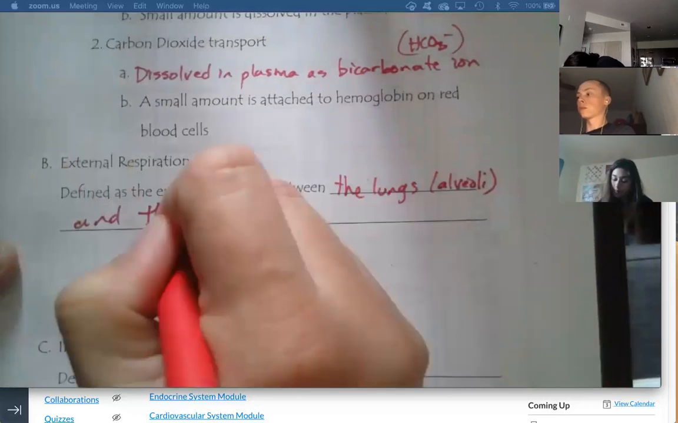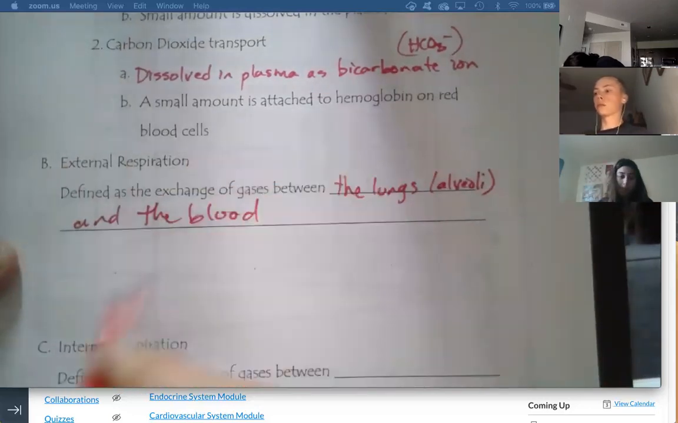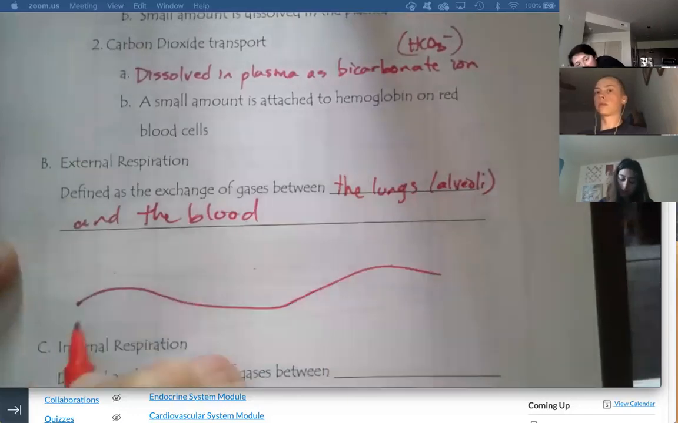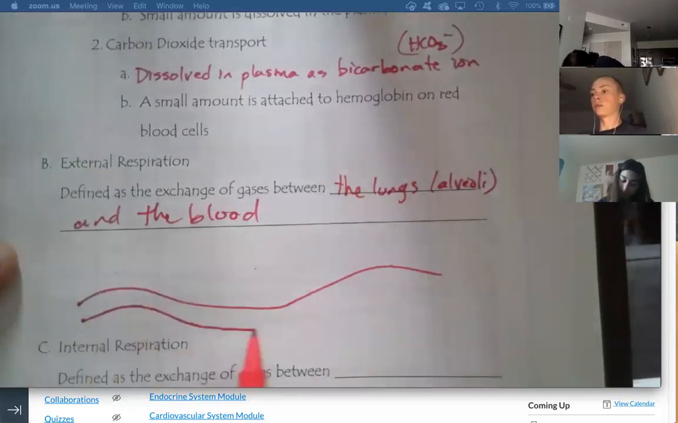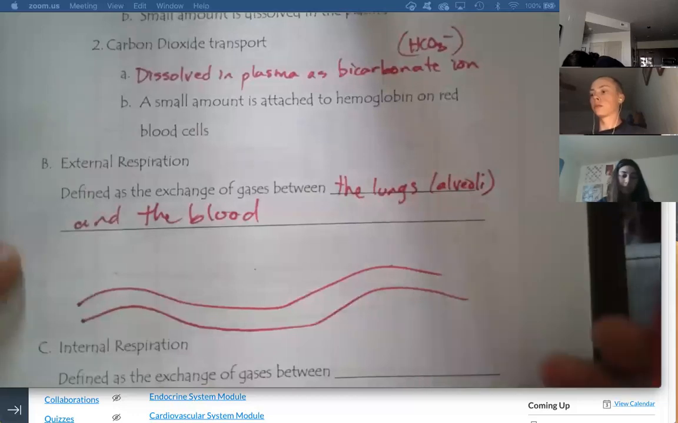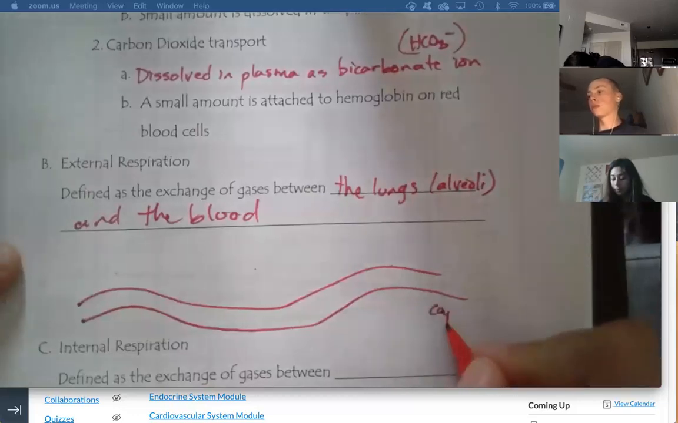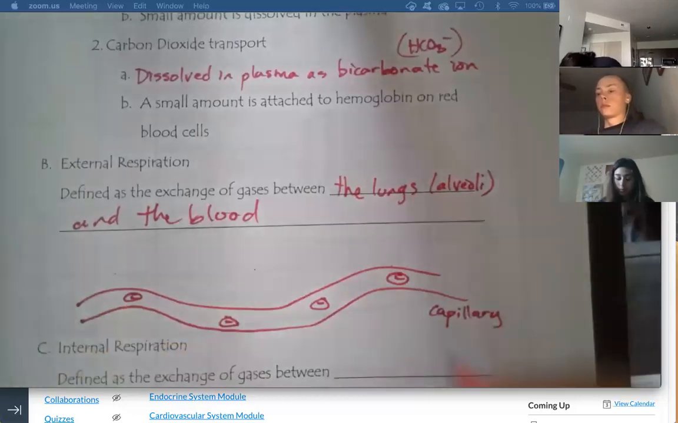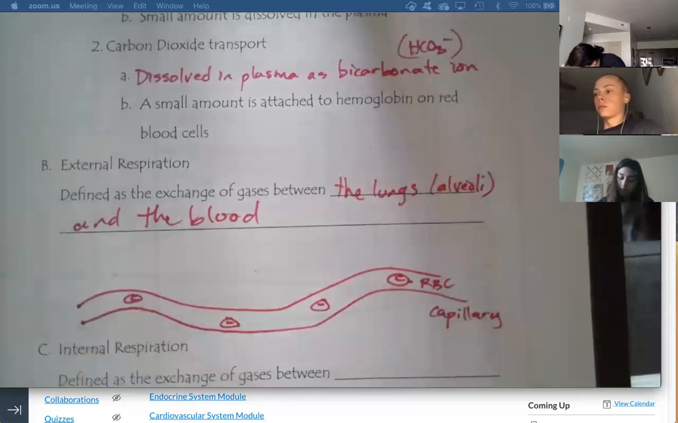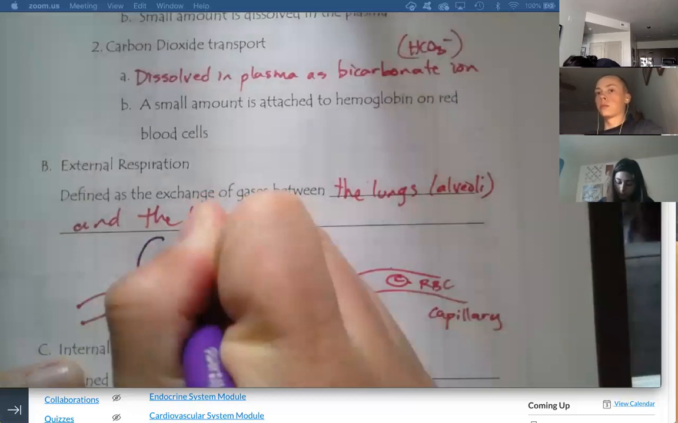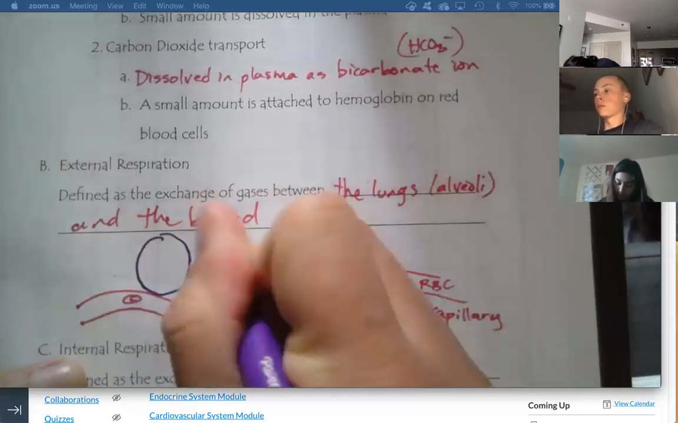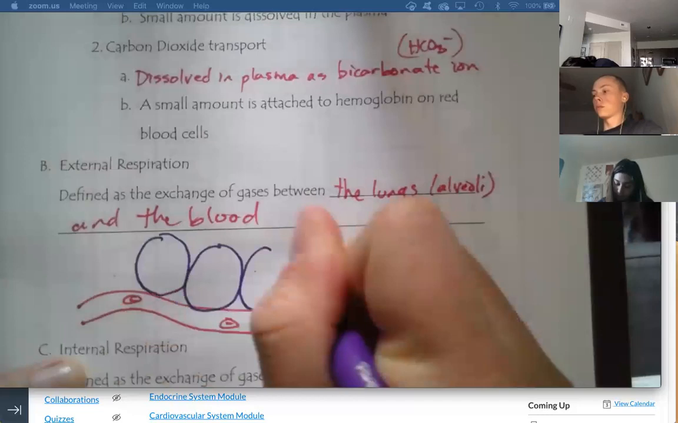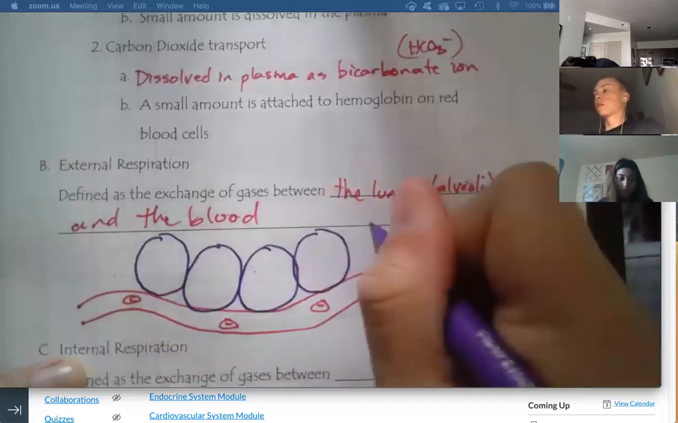So I'm going to create, here's a capillary. Should have drawn that a little bit bigger, but that's okay. Located in this capillary, we have red blood cells. If this is coming back to our lungs, let me draw some alveoli here. Remember, alveoli are one layer thick, capillaries are one layer thick, which allows molecules to diffuse pretty quickly because they're only having to pass over two cell layers.